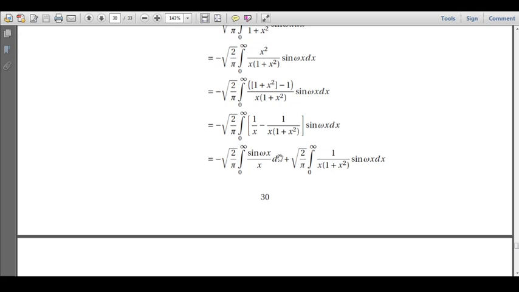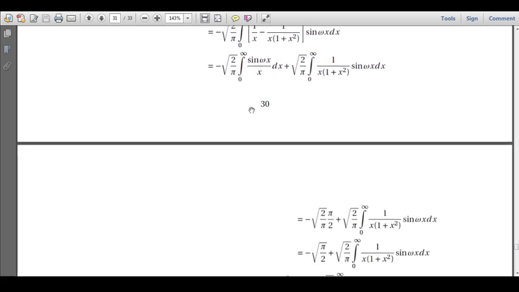But we are familiar with this integral. All these manipulations are to get this integral here, because we know integral 0 to infinity sin omega x by x dx is pi by 2. I can replace this integral by pi by 2.